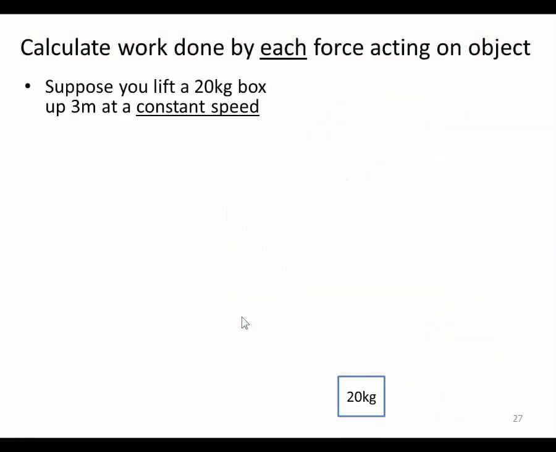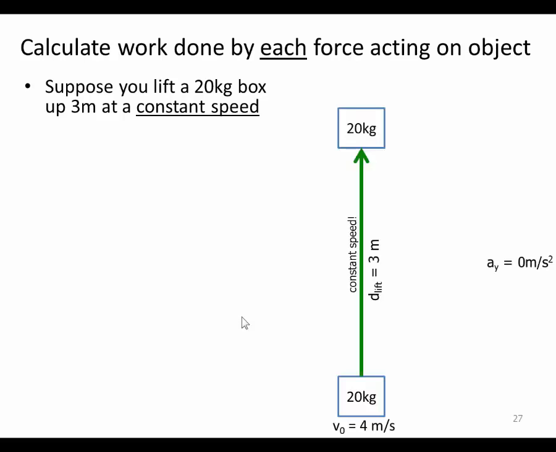We started with the first case of a box on the floor. It's a 20 kilogram box, and you're going to lift it up 3 meters at a constant rate of speed. I just picked out a speed of 4 meters per second. And as you can see, this is constant speed, so our acceleration is 0.